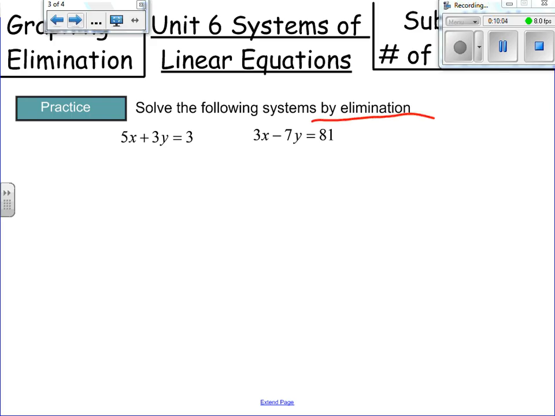Should we subtract these equations right now? No. What do we need to do, Ella? Yeah, we have to get one of the x's or the y's to be the same. Which one do we want to make the same? Doesn't matter. You can just choose one. You want to make the x's the same? Okay. How do you make the x's the same?